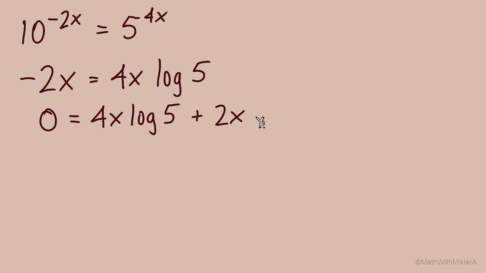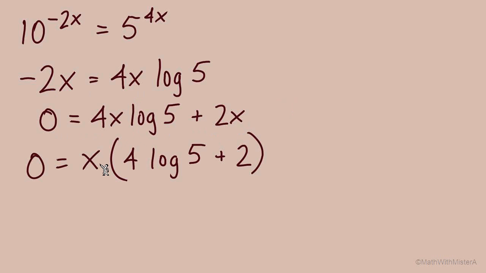So I'm moving my negative 2x over to the right side. I have 0 equals 4x log 5 plus 2x. Now I'm going to factor the x out as a GCF. I shouldn't even say GCF because the greatest one would have us also use the 2. But I'm mostly interested in isolating that x. So I've only brought out the factor x. I've left other common factors like positive 2 in the parentheses. Just want to get that x by itself.